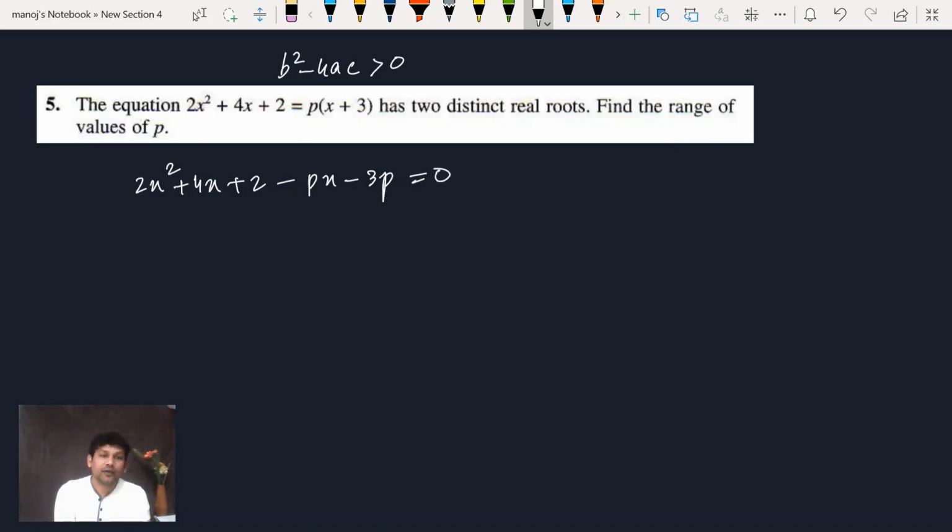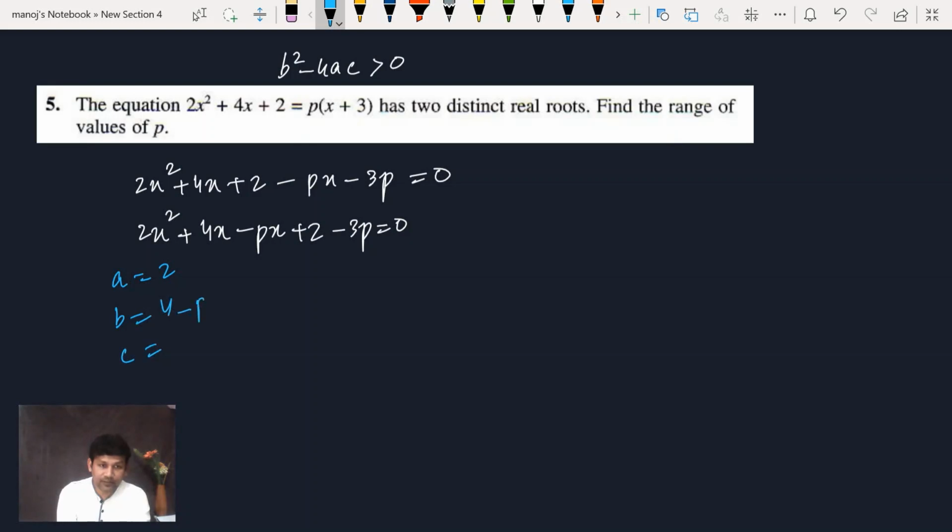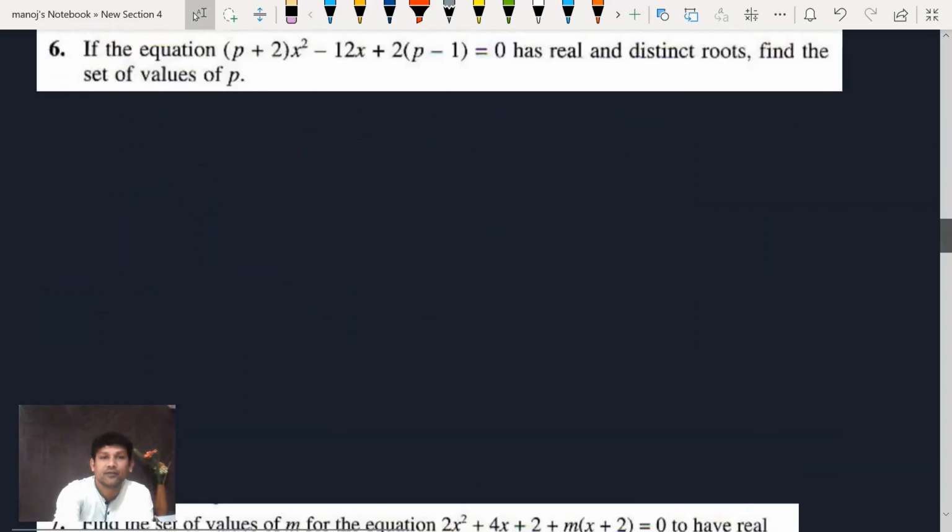We have to arrange x square and then 4x and then minus px together, and then plus 2 and minus 3p. By this you can get the value of a is 2, b is, sorry, b is not 4, b is 4 minus p, and c is 2 minus 3p. And by using this you can substitute here b squared minus 4ac greater than 0, and I hope that you can do it by using substituting the value and simplify, and then range by using small and largest value. When we have similar questions we can leave it.